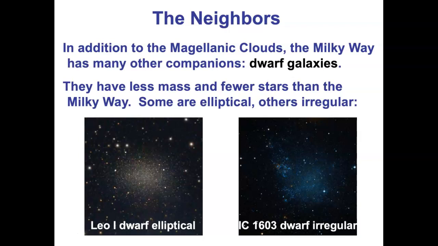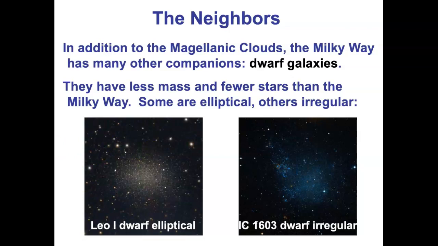IC 1603 here is having a lot of active star formation. How do you know? Well, it's really irregular. There's a bunch of stars over here. There's a smattering of stars over here. You've got this vein of bright blue light going over here and a little bit more over there. There's no regular shape to it. It's not a spiral, and it's not a nice ball of stars like this elliptical. You can tell there's a lot of active star formation.